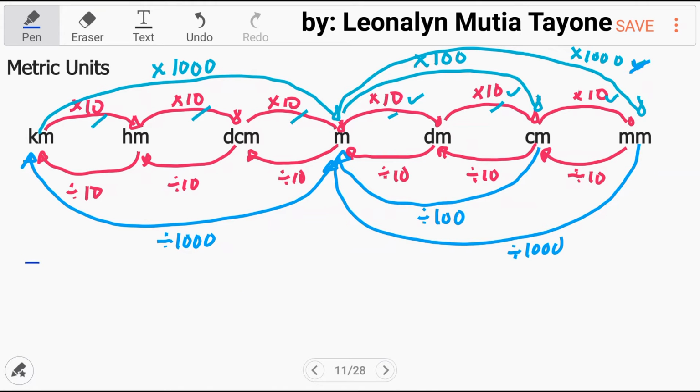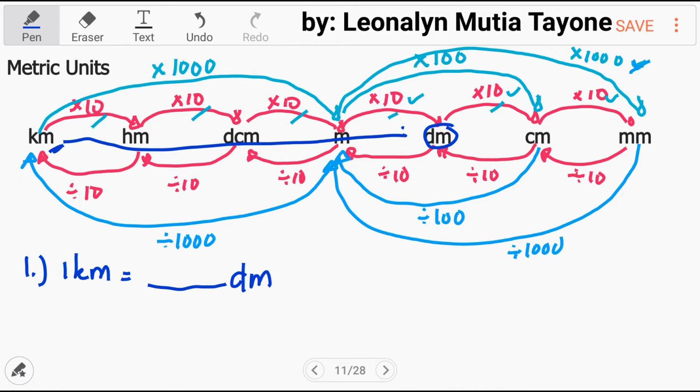Now, let's do some exercises. Number 1. 1 kilometer is how many decimeter? So, from kilometer going to decimeter. 10 times 10 times 10 times 10. Ilang zero ba yan siya? 4 na zero. So, that is equals to 4 na 0, 10,000. So, 1 kilometer is equals to 10,000 decimeter.